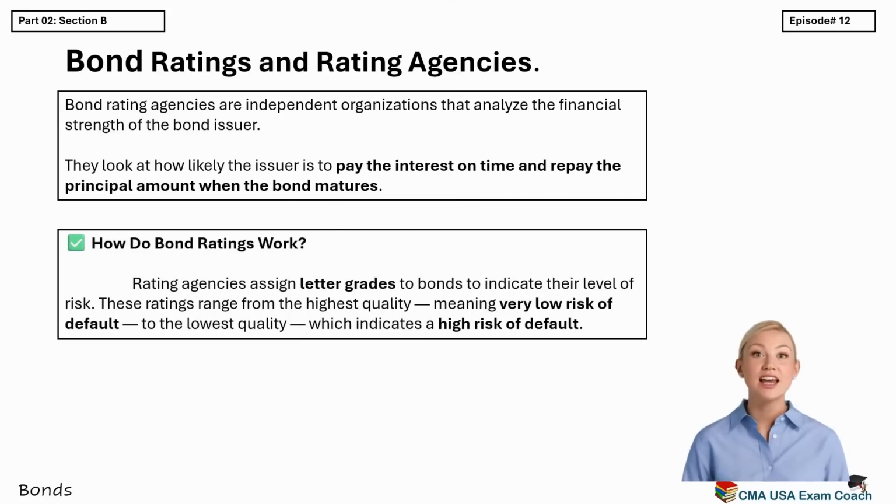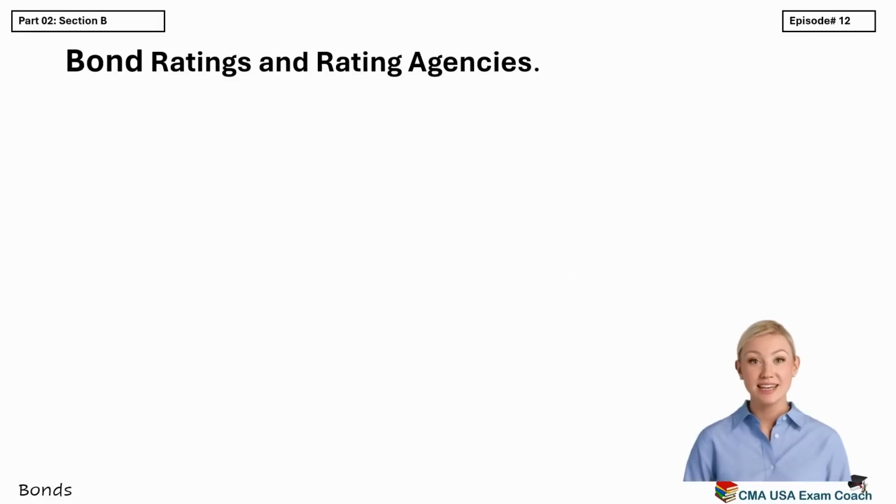How do bond ratings work? Rating agencies assign letter grades to bonds to indicate their level of risk. These ratings range from the highest quality, meaning very low risk of default, to the lowest quality, which indicates a high risk of default. Let's break down the rating scales.